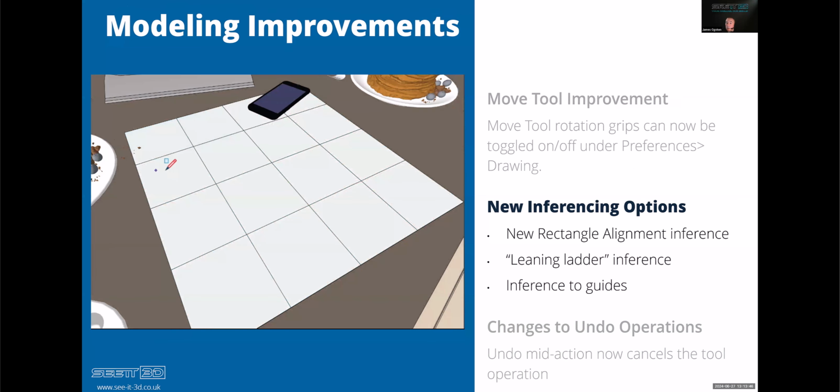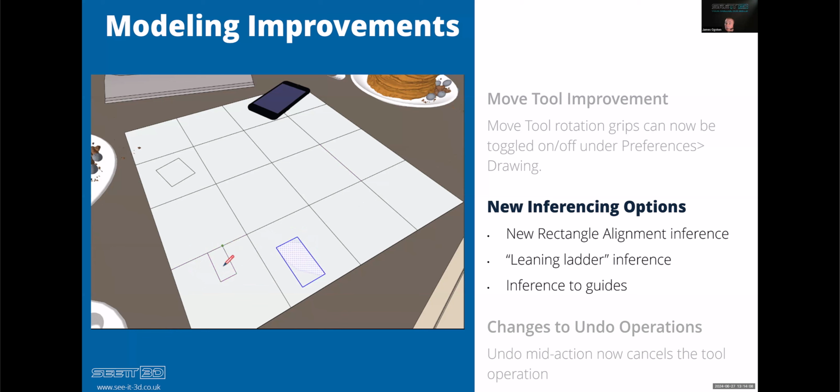And then there is also a new inference option. The first one is called the new rectangle alignment inference. Normally when you're drawing a rectangle in your model, 9 times out of 10, the rectangle is going to be misaligned to the line work or the modeling geometry that you're working with, and you have to rotate it round.